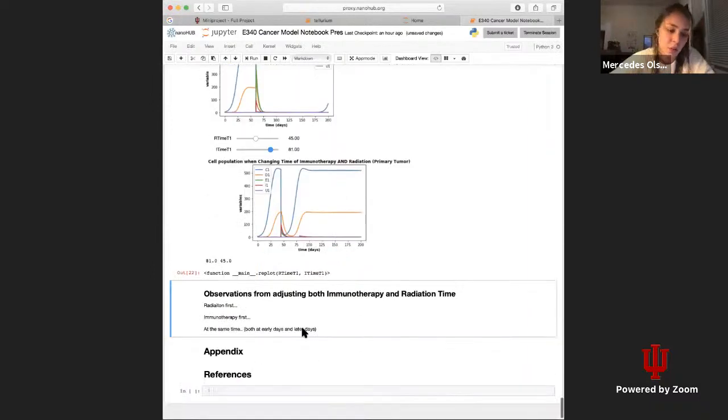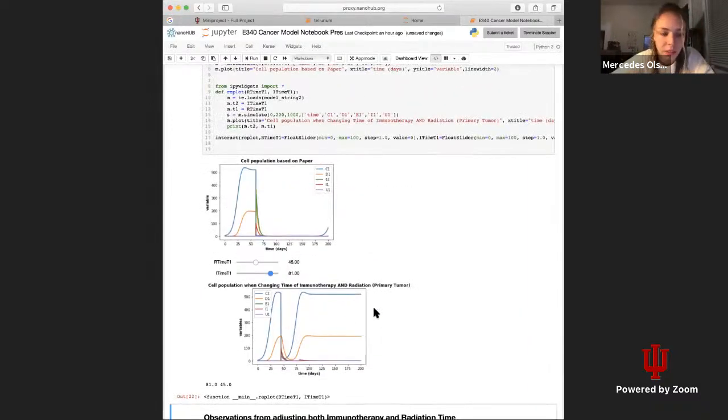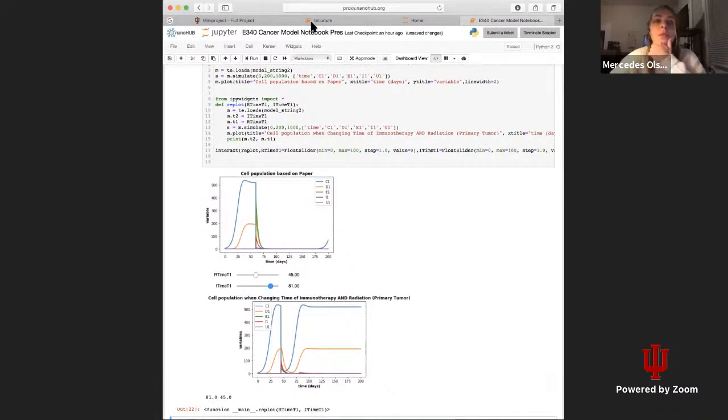So, and then this will be added on to get ready for the NanoHub app. But that kind of sums up all the different parameters I went through. And then I'll sum up the results from the observations, going back to my PowerPoint here.